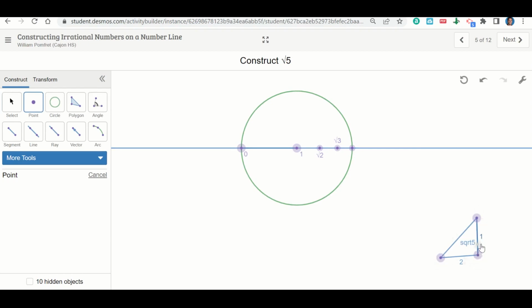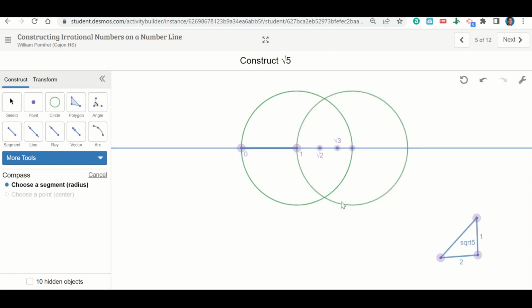Now I just need to copy this and have it make it be 1. So I'm going to use my segment tool here to connect this point and get my radius. Then I'm going to use the compass tool to copy it over here to 2. So just like that.